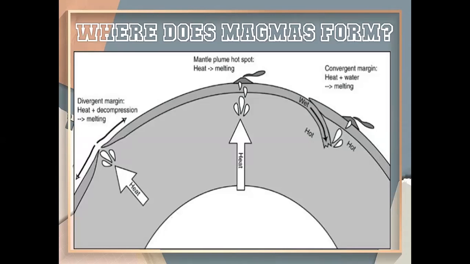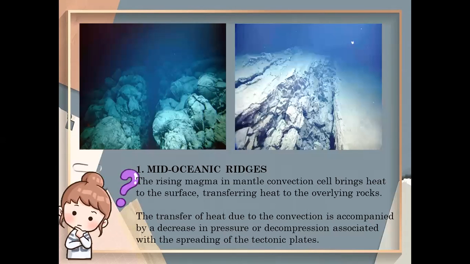So, si magma ay na-form first in the mid-oceanic ridges. So, the rising magma in mantle convection cell brings heat to the surface, transferring heat to the overlying rocks. The transfer of heat due to the convection is accompanied by a decrease in pressure, or the decompression associated with the spreading of the tectonic plates.